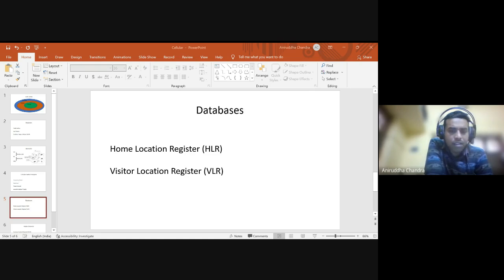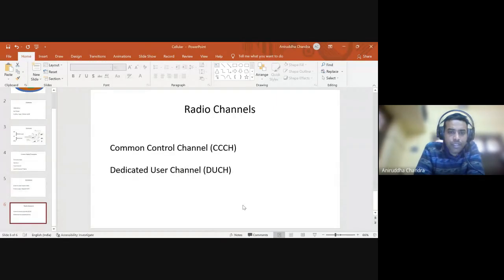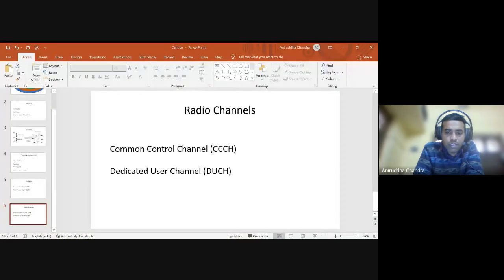So that's what the databases are about, the home location register and visitor location registers. And then I would like to talk a little bit about the radio channels, and then we will finish this class. Okay, so these are the radio channels I want to talk about, and in the next class I will be talking about what happens in detail when there is an outgoing call, when there is an incoming call, what happens during a handover, and so on.